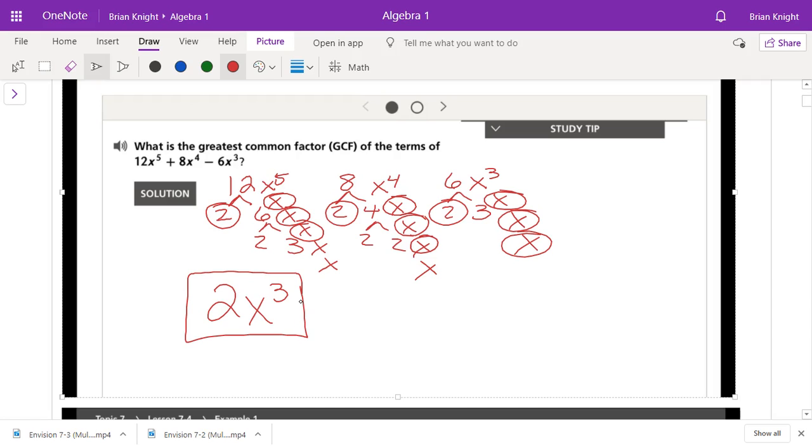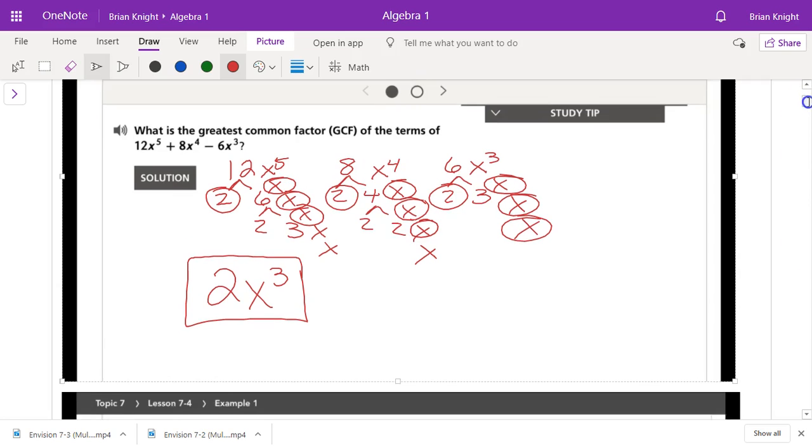As long as they all have the same variable, all you have to do is pick the one with the smallest degree, and that's going to be your common factor, okay? So if it's x to the fifth, x to the fourth, x to the third, we got x's on everything, so you pick the smallest one, x to the third. All right? Any questions? Wonderful. Moving on. Do it again.